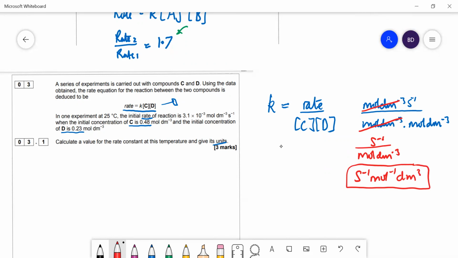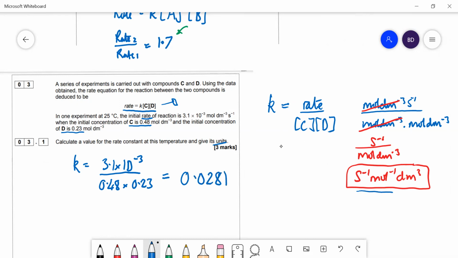Okay, let's work out the numbers then. So K, the rate they tell us is 3.1 times 10 to the -3. The concentration of C is 0.48. The concentration of D is 0.23. Put all those numbers in your calculator. I think you'll get 0.0281.